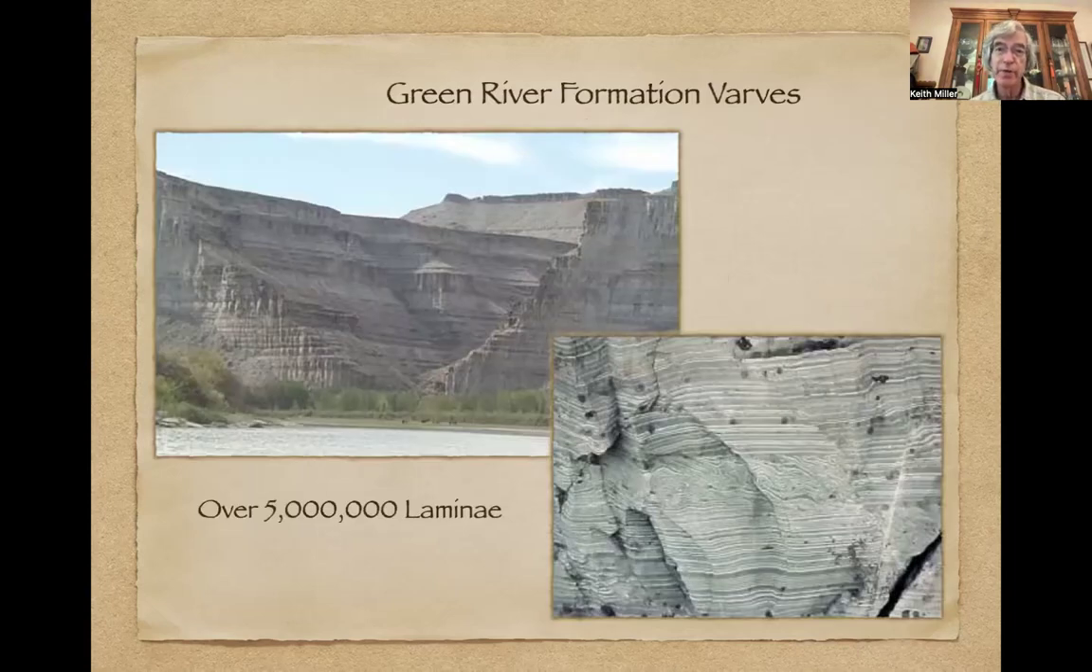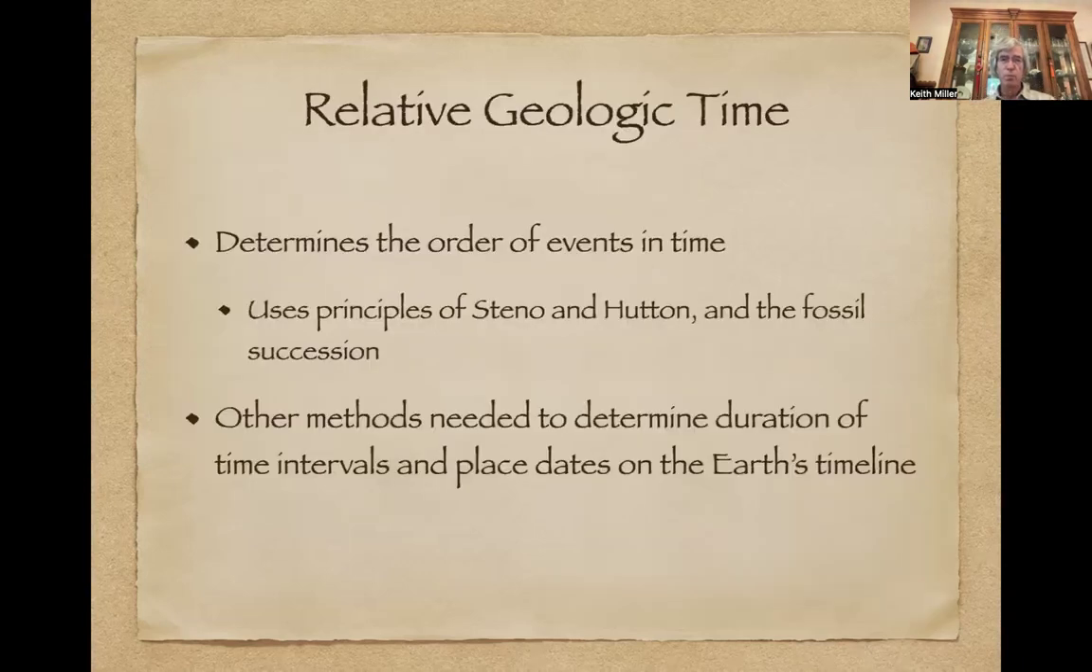So here's an image of the Green River Formation. Again, close up so you can see the individual annual layers in the lower right, and then look at a large cliff exposure, which would contain probably tens or hundreds of thousands of laminae within that thick exposure.